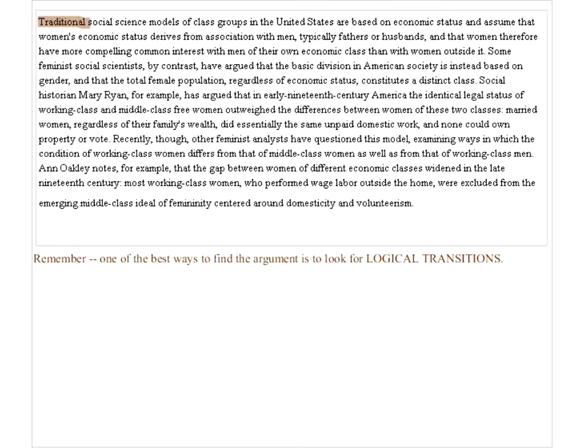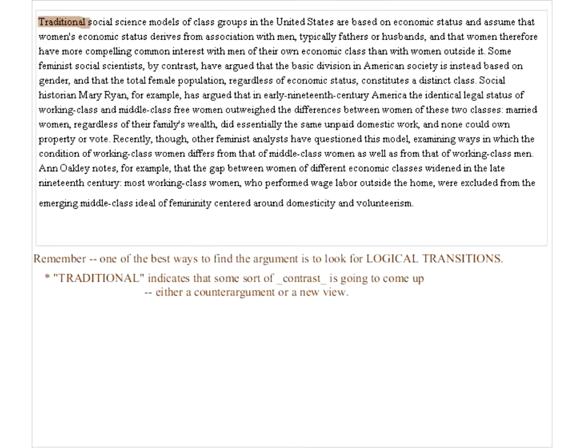So if they say "traditional," that indicates that some sort of contrast is going to come up, because otherwise there'd be no reason to say that. So either a new view or a counter-argument. So good. That's basically what you guys are saying. So: traditional social science models of class groups in the U.S. are blah, blah, blah, blah.